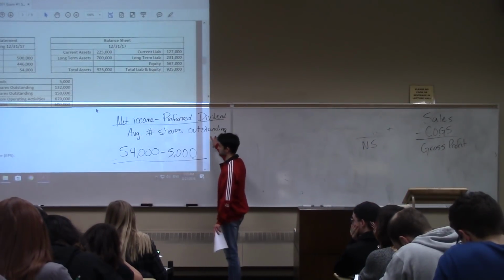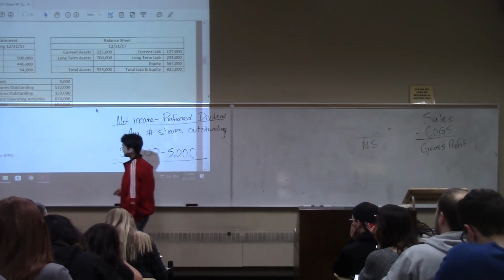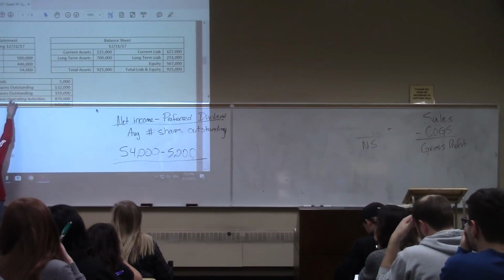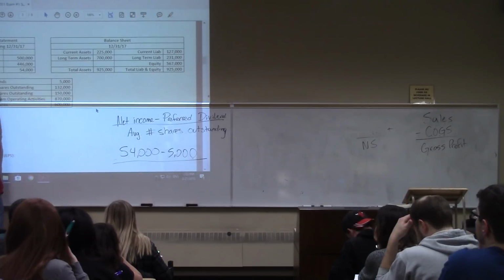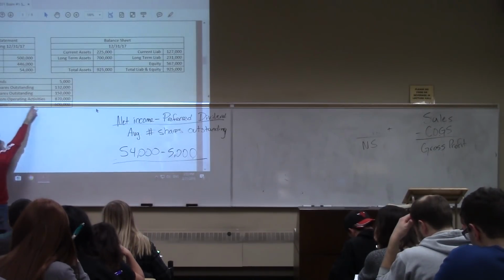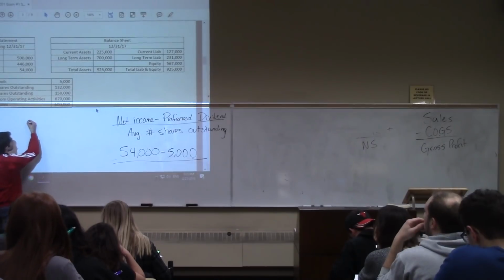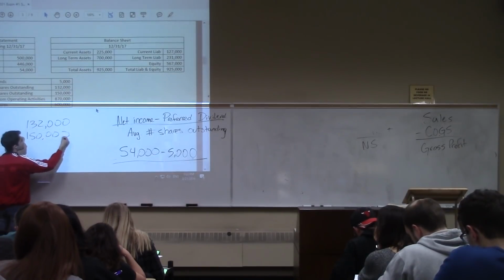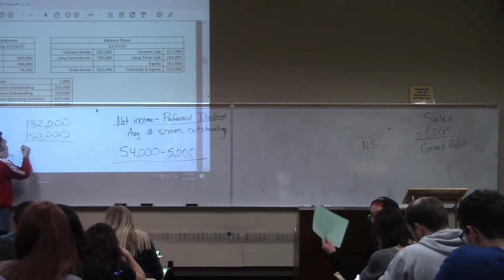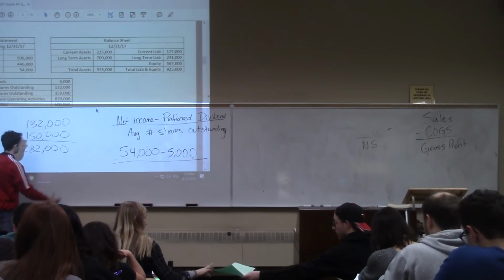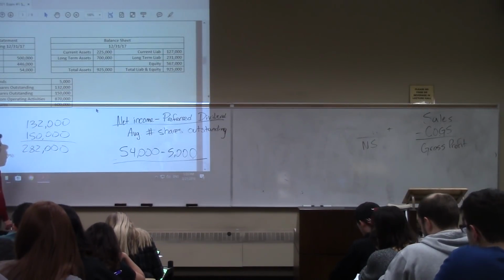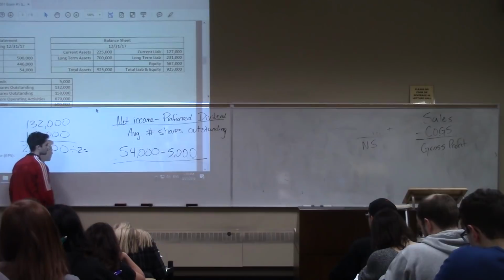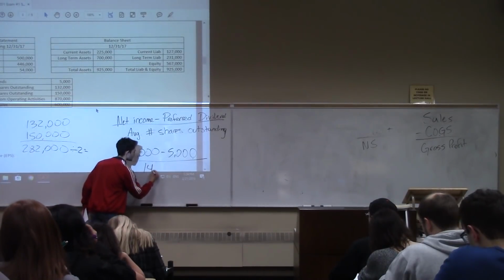Divided by the average number of shares outstanding. That's a lot of words. It's basically just saying what's the average number of shares outstanding. You don't really need to know that right now. Our beginning shares outstanding were 132. Our ending was 150. So we'll take the average of that by adding those up and then you divide by 2. And that should equal 141,000.